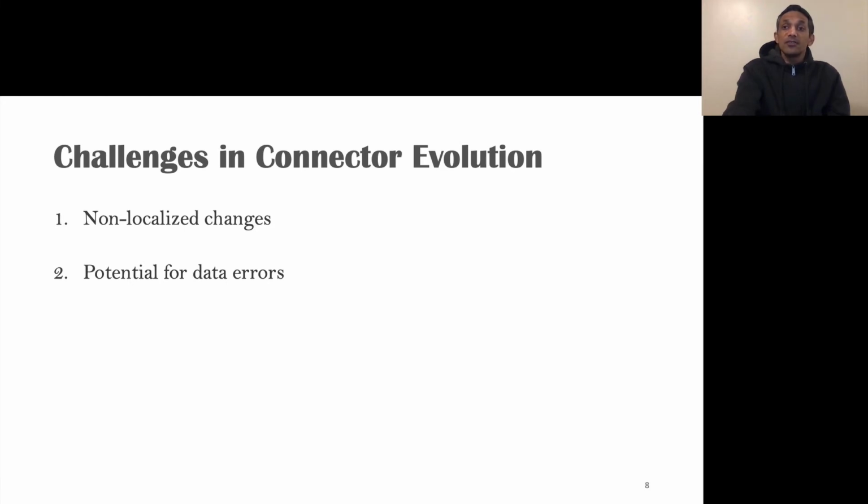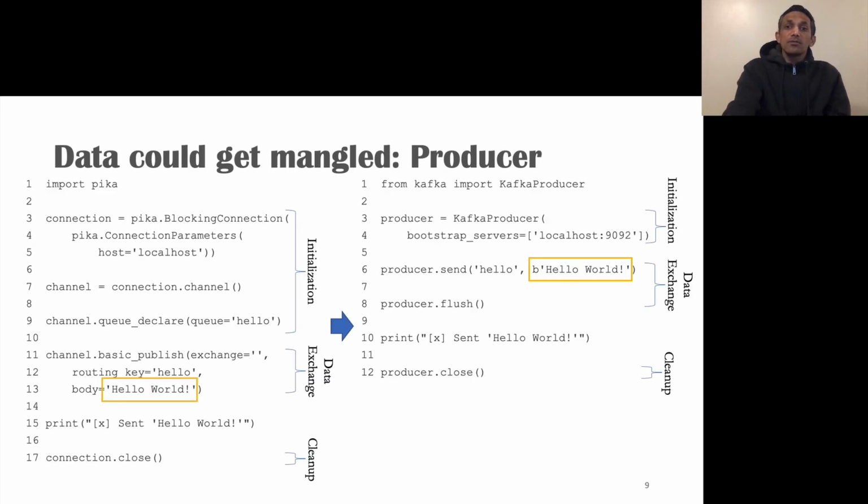Second, data errors may be introduced into the system during the migration process. Here you can see one way that this might happen. The producer in our simple example system just publishes the string hello world. In the RabbitMQ based implementation on the left, the basic_publish function that you can see on line 11 is used to do this. The message hello world has been passed as an argument of type string to this function.